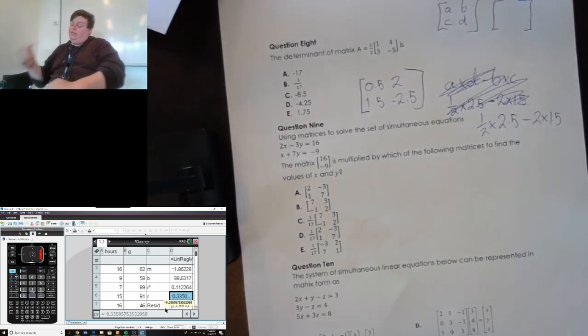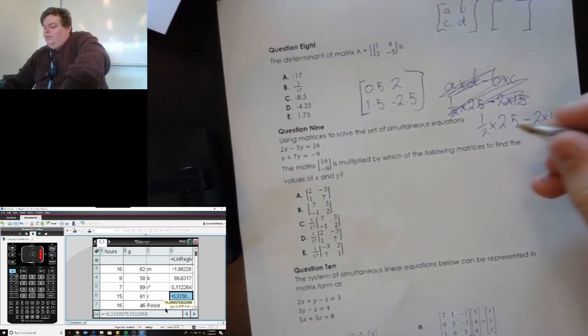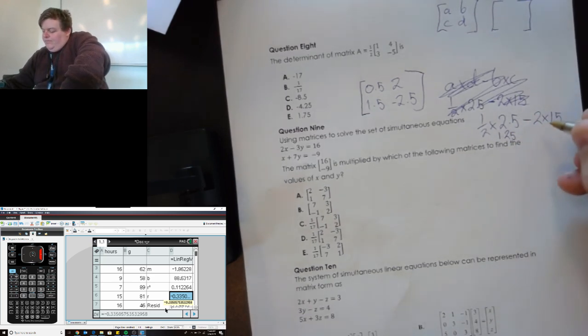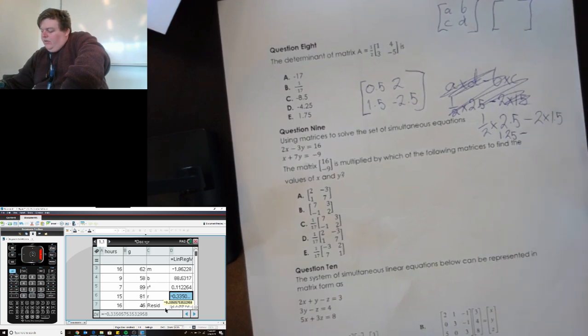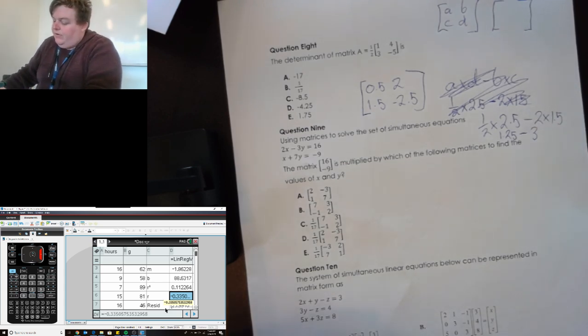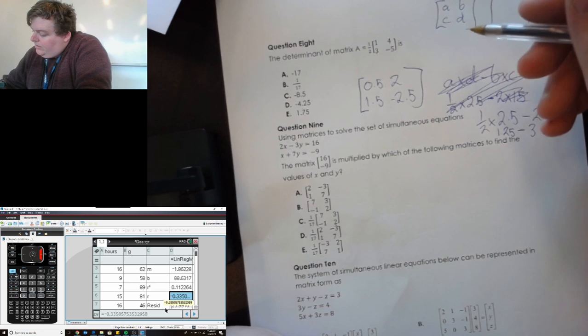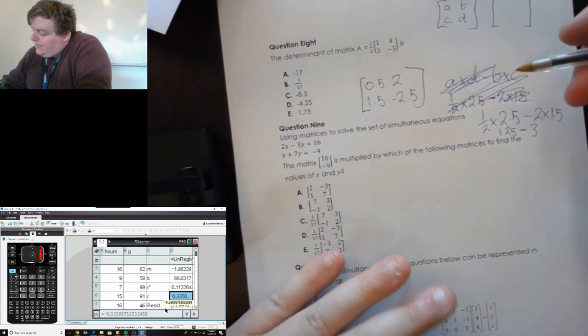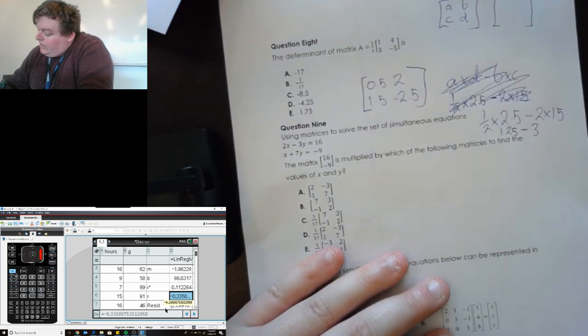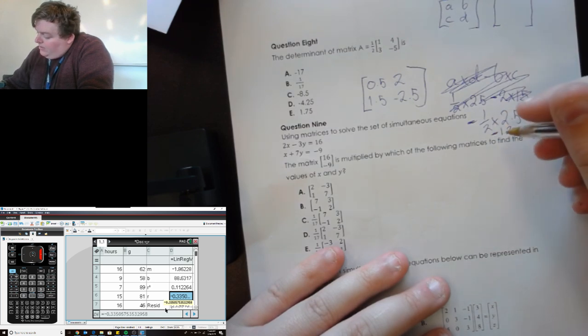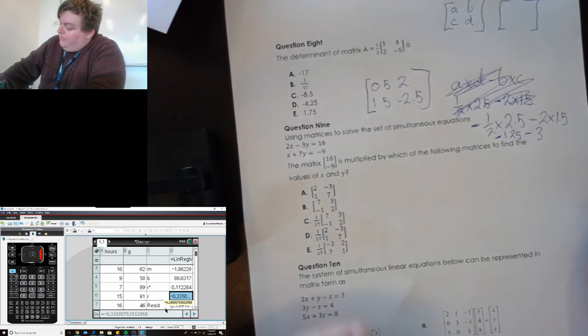So what that'll give us is a half of 2.5, which is 1.25, minus 2 times 1.5, which is 3. Alright, so 1.25 minus 3 gives me negative 1.75. I think. Negative 1.75. Did I do that right? Hang on. So if that's negative 2.5, this becomes a negative value. So that's a negative value. So it's minus, so it should be negative 4.25.